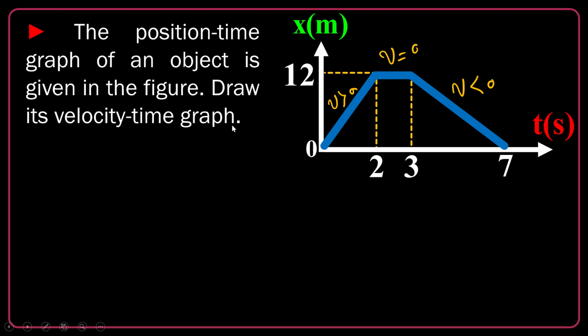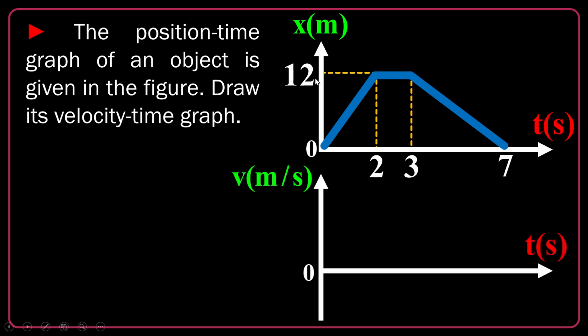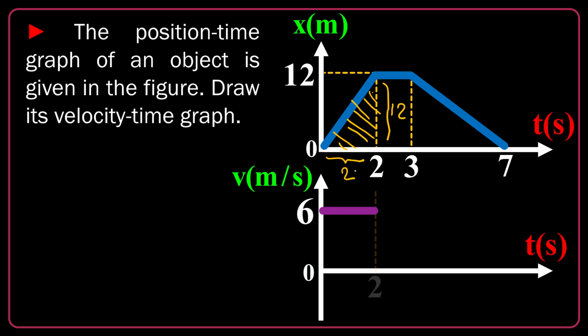Draw the velocity-time graph. Velocity-time graph means the slope-time graph, because the velocity is the slope of the xt graph. What should I do here? I should check the slope. For the first 2 seconds, I establish a triangle. It's very easy: rise over run. Rise is 12 and run is 2. Height over base, 12 over 2 is 6. The velocity is positive 6 in the first 2 seconds.